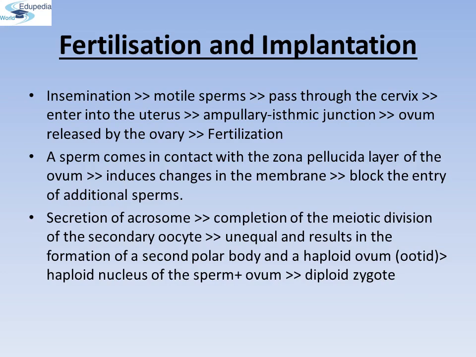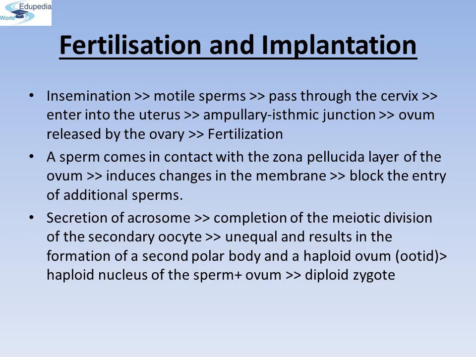The process of fusion of a sperm with the ovum is called fertilization. During fertilization, a sperm comes in contact with the zona pellucida layer of the ovum and induces changes in the membrane that block the entry of other additional sperms. Thus, it ensures that only one sperm can fertilize an ovum.